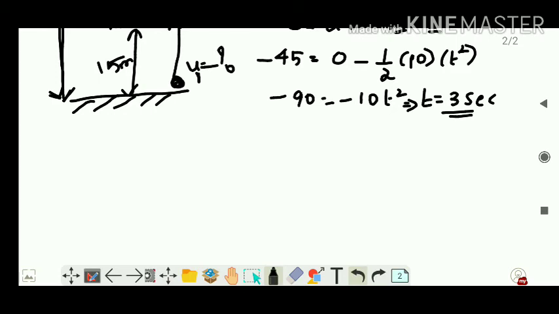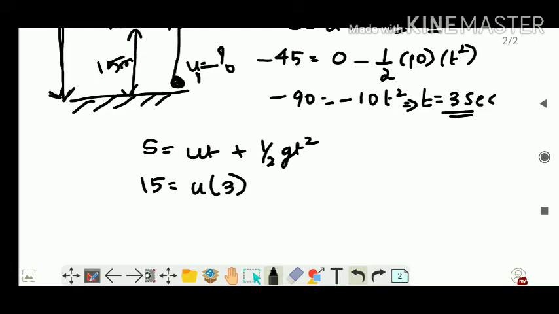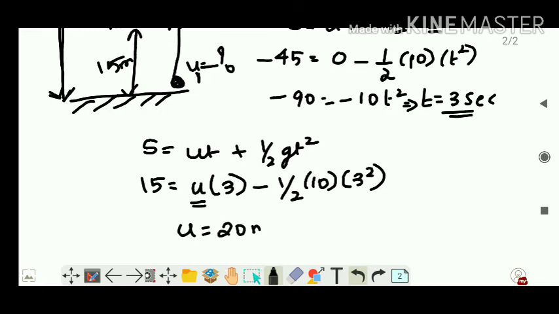So for ball 1, s is equal to ut plus half gt square. Right, the s, how much it has traveled? 15 meter. U I have to find, in place of t I will write 3 and this minus, right? G is 10 and there is 3 square. So obviously you can find the value of u. Please do the calculation, guys. You will find the value of u as 20 meter per second. That is, the first ball is thrown up with a velocity of 20 meter per second. Calculation side, please do it by yourself.